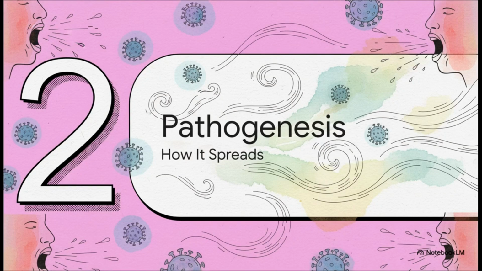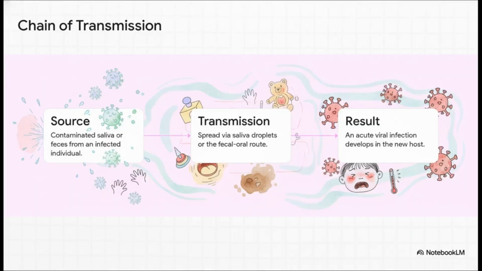Okay, so we know what it is, but how does this tiny virus manage to make a kid feel so crummy? Well, the way it gets around is super straightforward, and it really explains why we see these outbreaks in certain places. The virus spreads through direct contact with saliva, we're talking coughs, sneezes, kids sharing toys, or through the fecal-oral route. And that second one is a huge reason why this spreads like wildfire in daycares and preschools where hygiene habits are, well, still a work in progress.